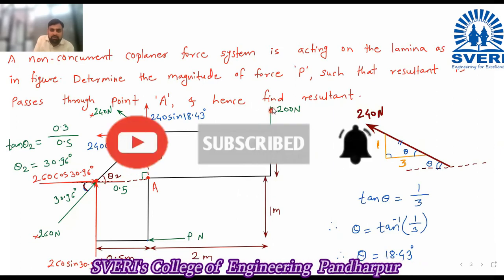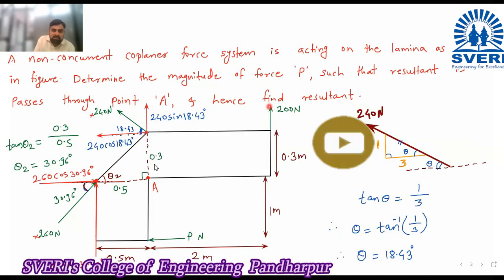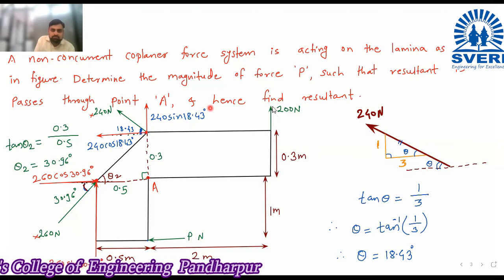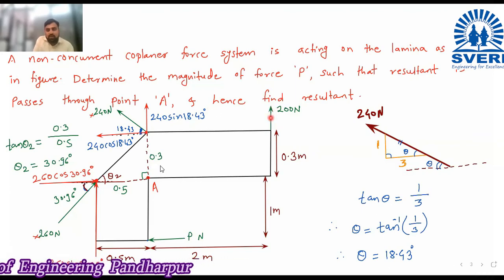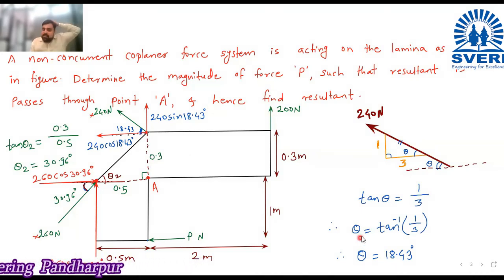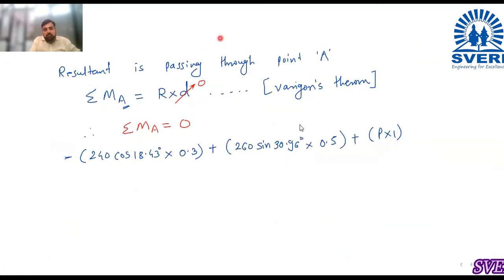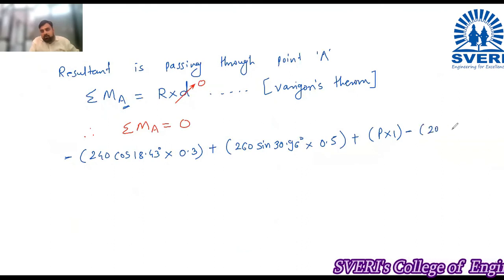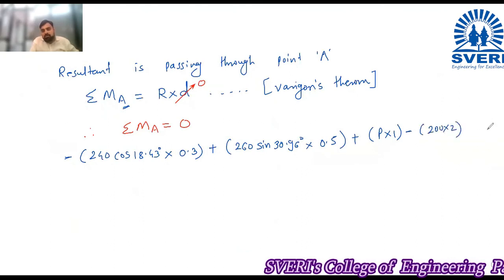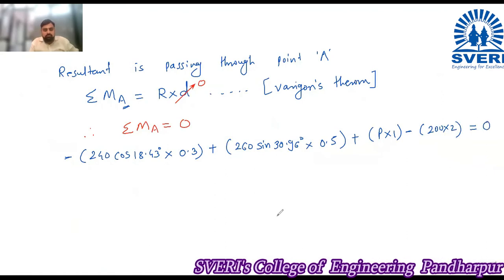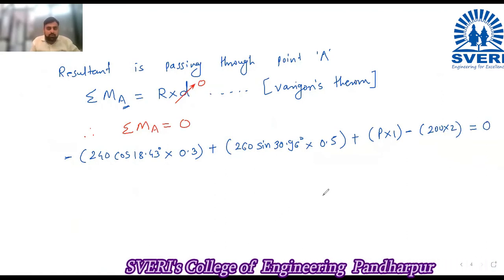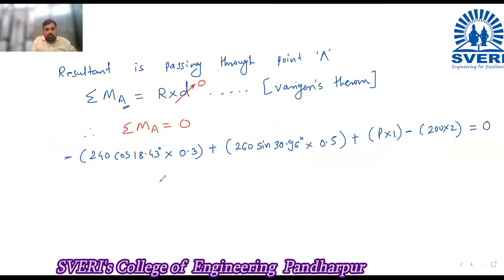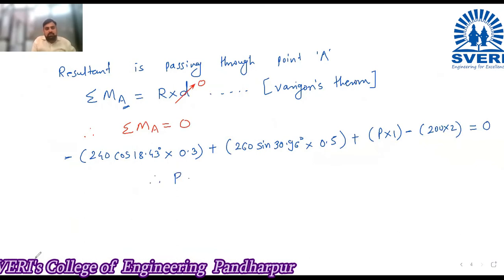So now rotate this force about point A, which is the direction of rotation? Anti-clockwise. So it is minus 200 into 2. So the moment is minus 200 into 2 and RHS, all this is equal to 0. Now solve this and calculate the value of P and do it faster.